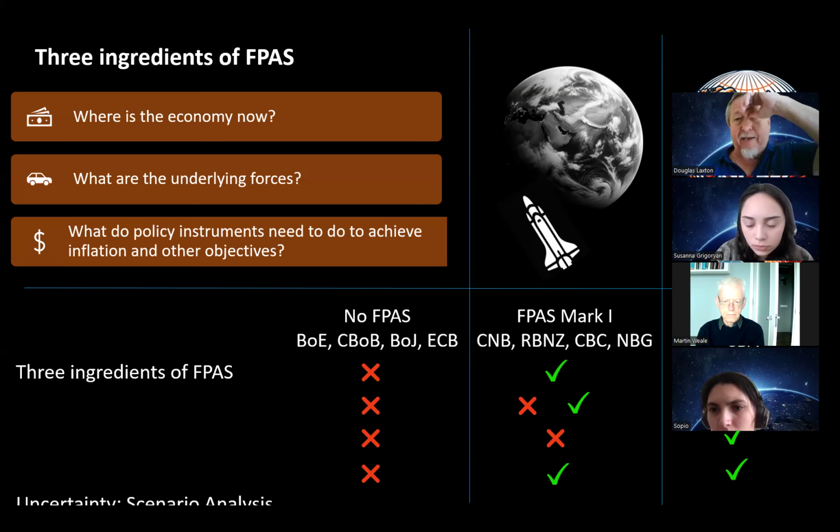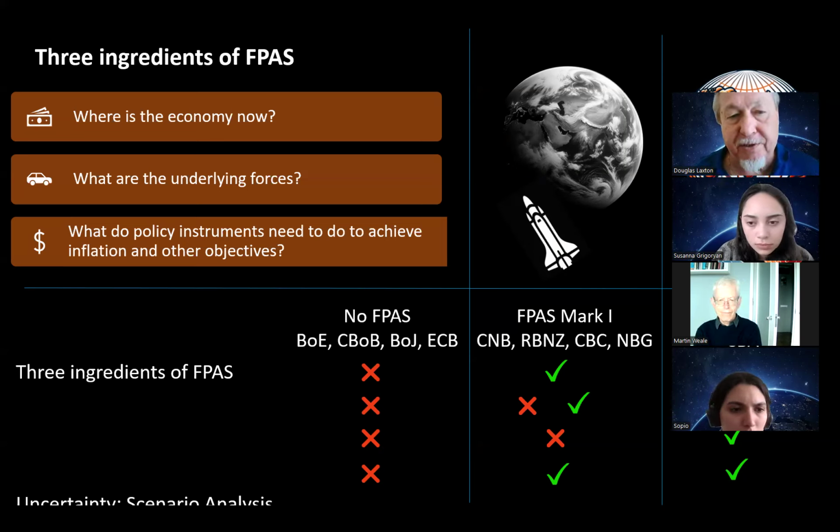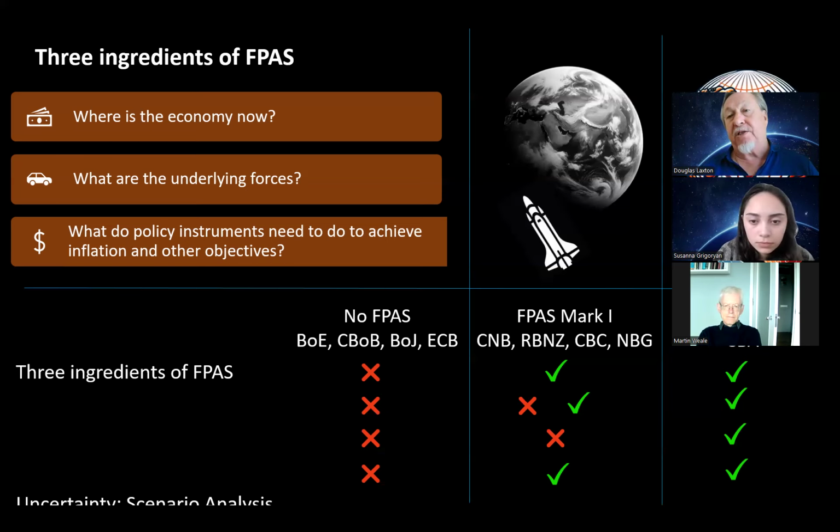Second thing is in our trademark slide. I had this parentheses where I talked about, in the third bullet, what do policy instruments need to do to achieve inflation and other objectives? What we typically mean by that is the interest rate path. Basically, when central banks have these fixed action dates, those periods are an opportunity for the central bank to explain what monetary policy is.